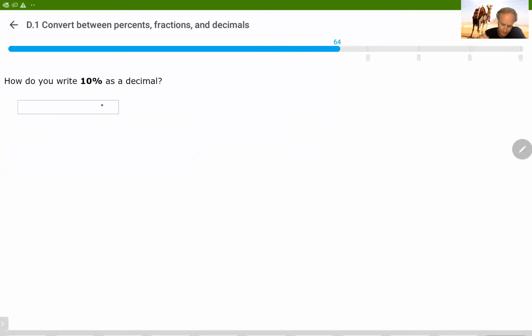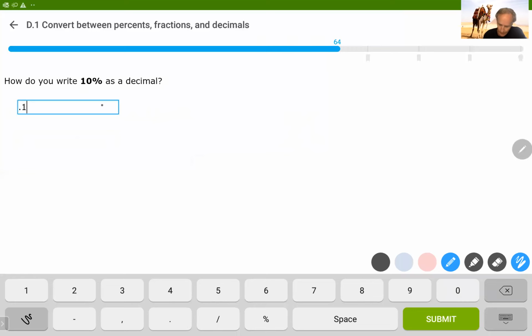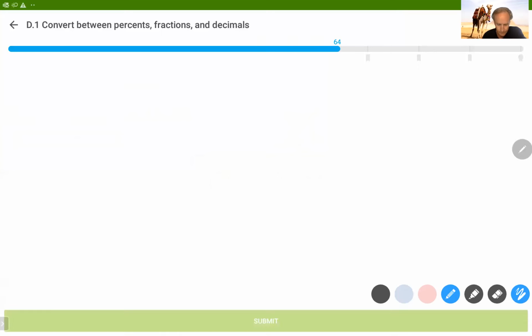10% as a decimal is 10 cents. I wonder if you're allowed to put the 0. Let's see. Yes. Wasn't sure.